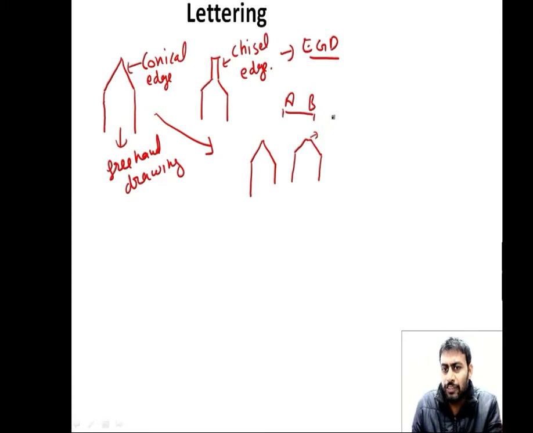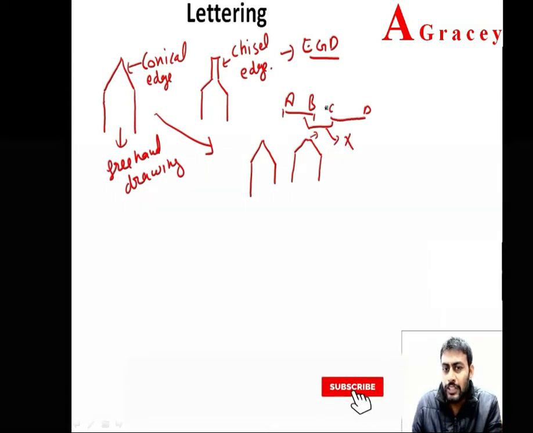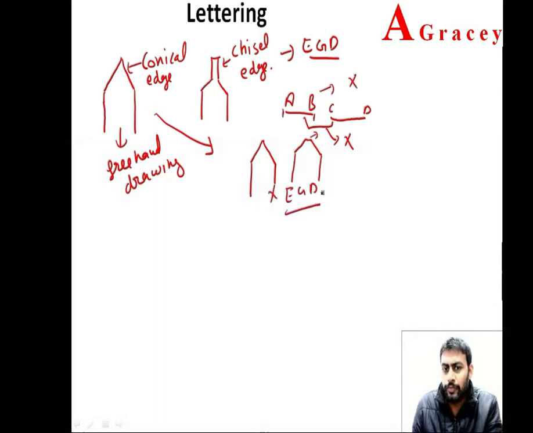With the help of a dull point, the line thickness continuously increases. So from A to B, C to D, the line thickness will not remain constant with the conical edges. So these pencils are not recommended for engineering drawing. These pencil edges are not recommended for EGD.